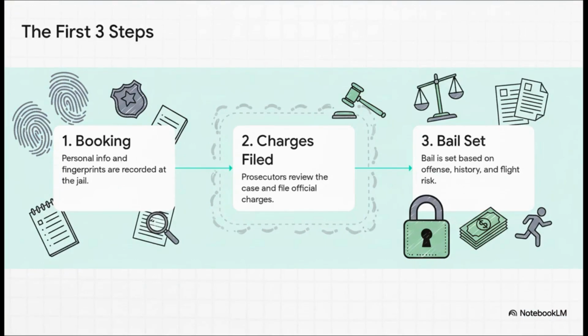Okay, so right after an arrest, things move in a very structured way. First up is booking. That's the administrative process. They take your personal info, fingerprints, photo. It's how you're officially entered into the jail system. Then, the prosecutors get the case and review all the details to decide whether or not to formally file charges. And finally, a judge determines the bail amount. They'll look at the seriousness of the crime, the person's criminal history, and whether they're a flight risk to decide on a dollar amount for their release while they await trial.